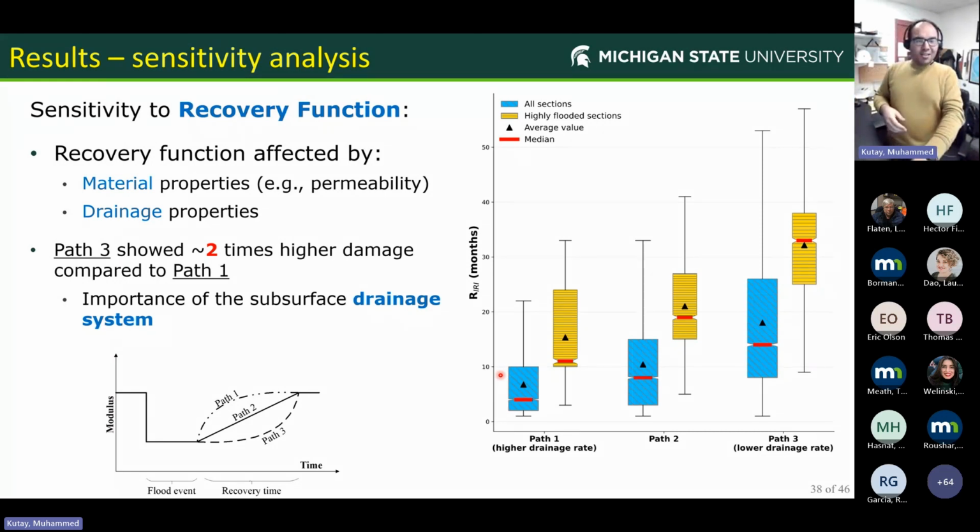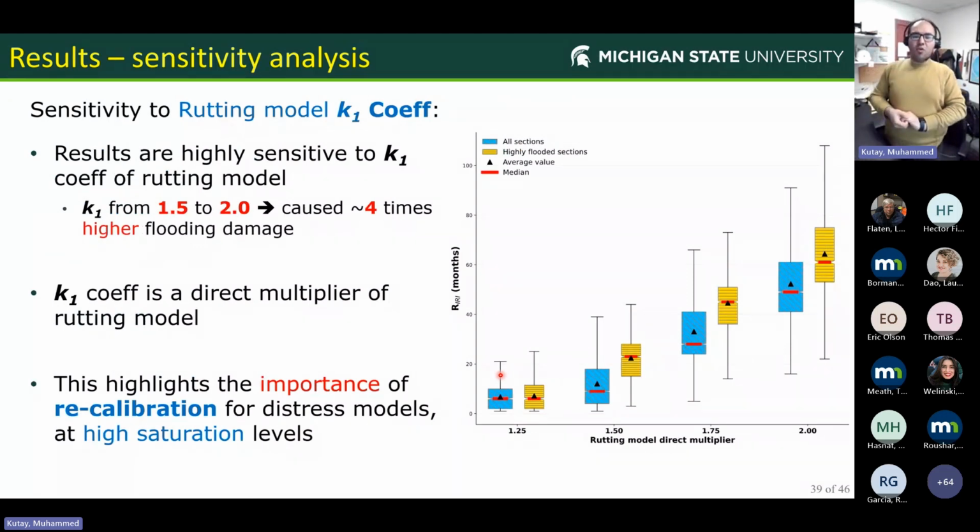The next sensitivity analysis is the sensitivity to the rutting coefficient. The K1 coefficient in the rutting model is a linear multiplier in the rutting model.